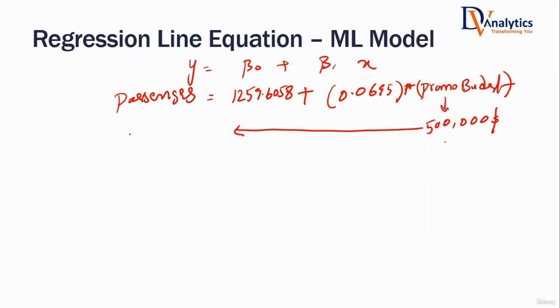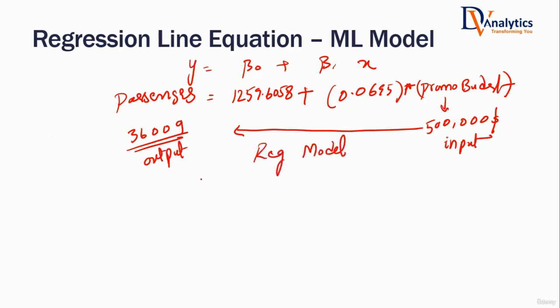Yeah, roughly, not exactly, roughly 36,009 passengers are expected. Since it is taking the input, this equation, and giving us the output, input, output, that's why it's called a model, or a regression model. Since it is taking the input and giving the predicted value, it is predicting, so it is also known as a predictive model.